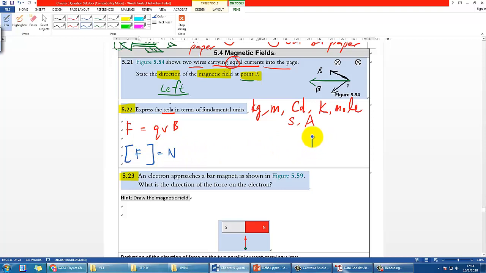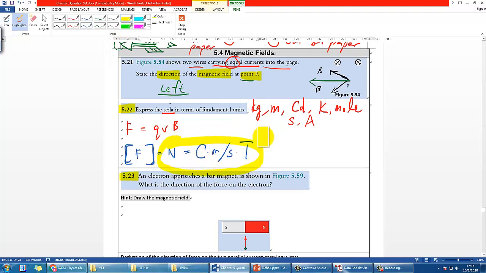That means if you simply write F equals N, this is terrible, because we can't say force equals Newton. You can say force equals 10 Newton, 1 Newton, 3 Newton, but you can't say force equals Newton, because Newton is the unit of force, but it is not force in itself. But what you can say is unit of F equals Newton. At the same time, it equals Q, which is in terms of Coulomb, V is meter per second, and B is Tesla.